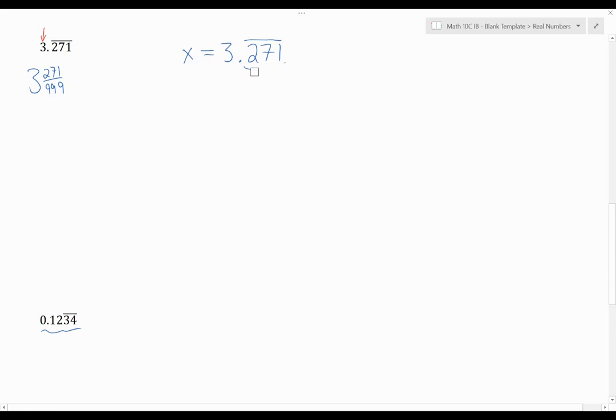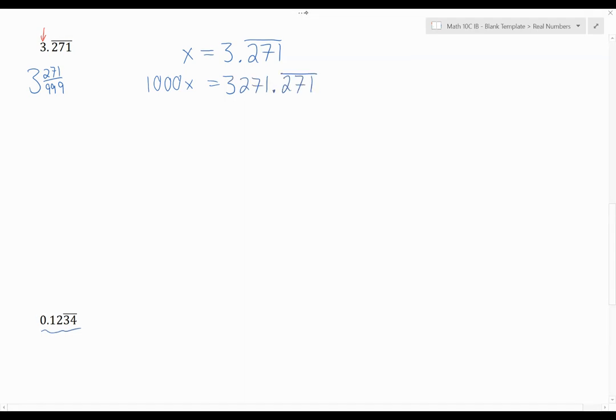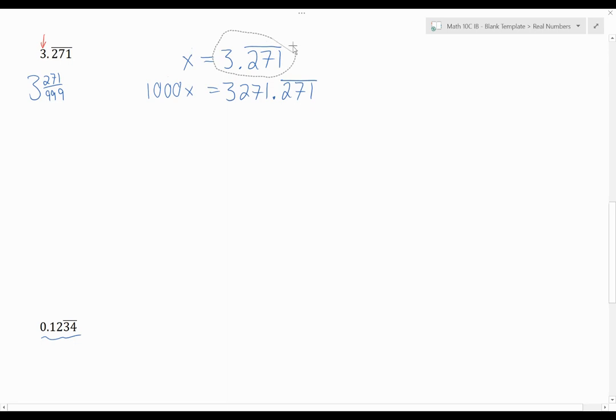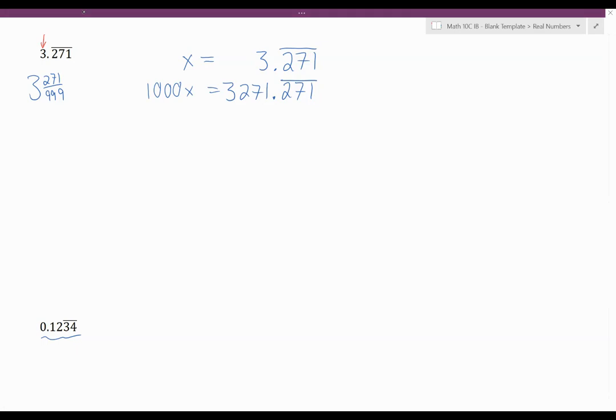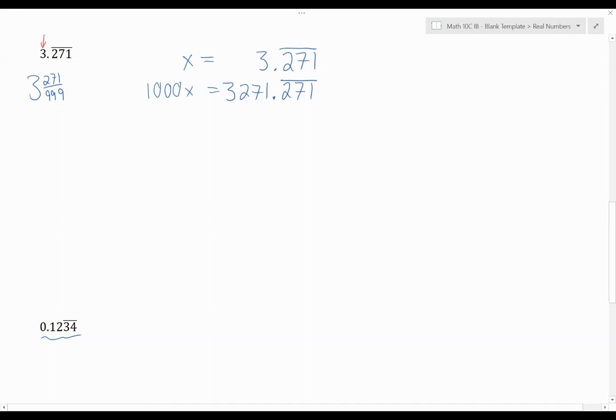So in this case, because there are 3 digits in the repeat, I have to multiply it by 1,000. So 1,000x is going to give me 271.271 repeated. And actually, I'm going to do a little manipulation here. I'm going to move this over so that the decimals line up. And the reason I want to do that is because now I have these 2 equations that are equivalent. They're just me defining this variable as x and then multiplying it such that I have the period now after the first repetition of the digits.